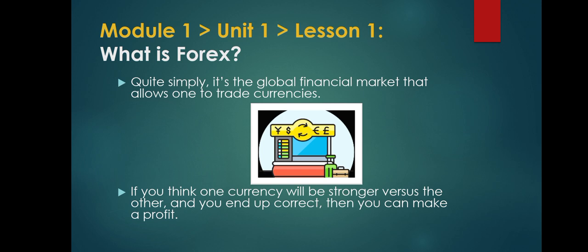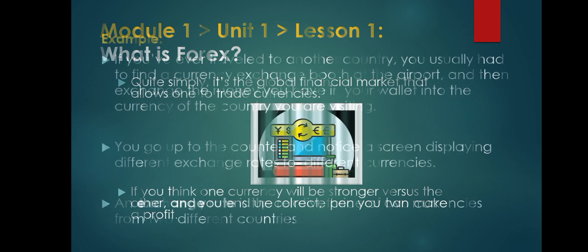You basically buy currency and hope that the value of that currency will increase. You understand? So that's how you make profit from the forex market. So that explains what I wrote at the bottom of this photograph here. If you think one currency will be stronger versus the other and you end up correct, then you can make a profit. So let's make progress.